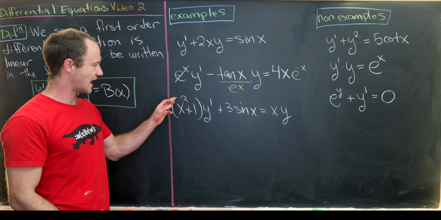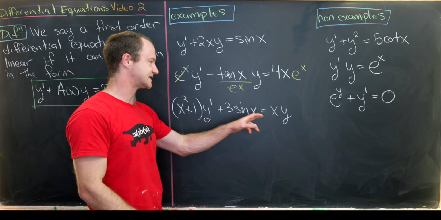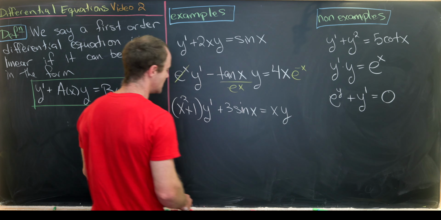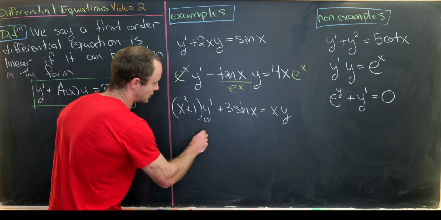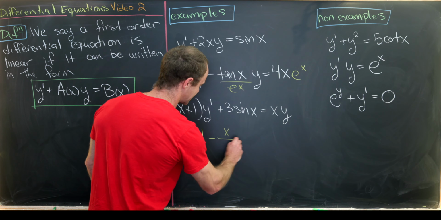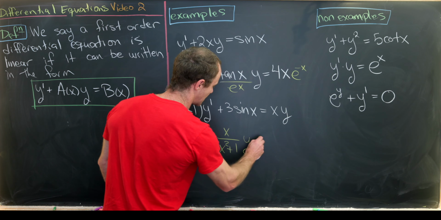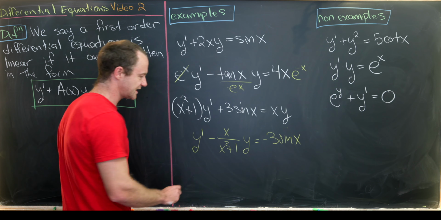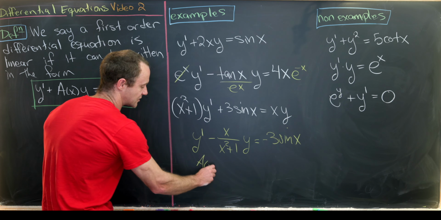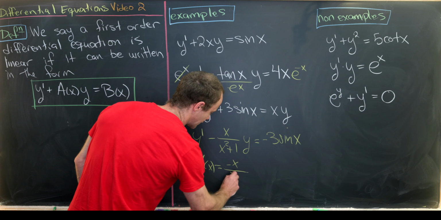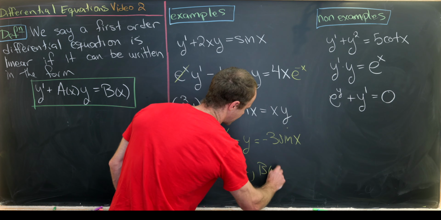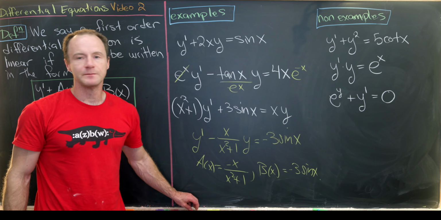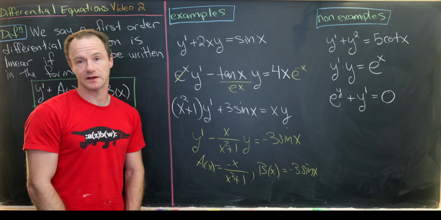Now let's look at this one. We have x squared plus 1 times y prime plus 3 sine of x equals x times y. Again, this is not immediately in this form, but we can transform it pretty easily. Notice we could have y prime minus x over x squared plus 1 times y equals negative 3 times sine of x. So in this setup, the role of our function a of x is being played by minus x over x squared plus 1, and the role of our function b of x is minus 3 times sine of x.